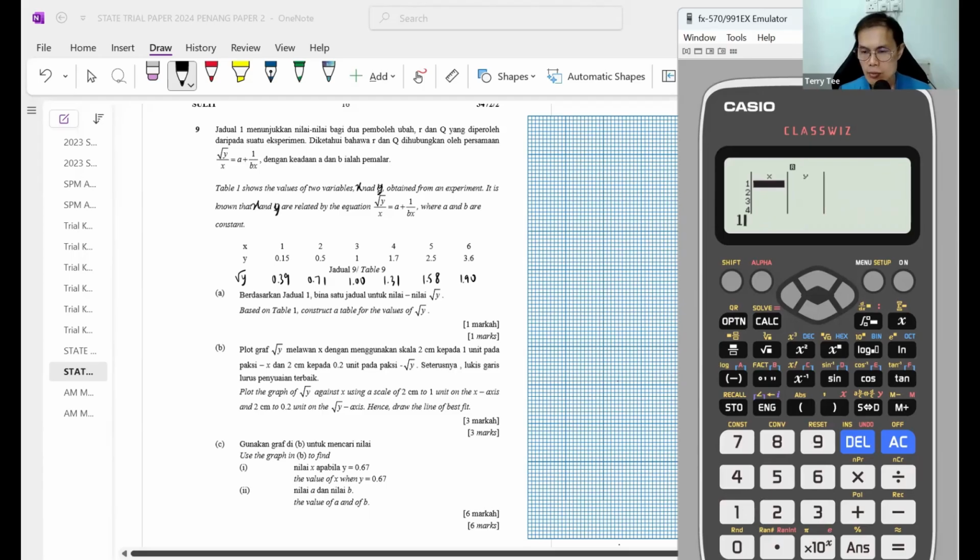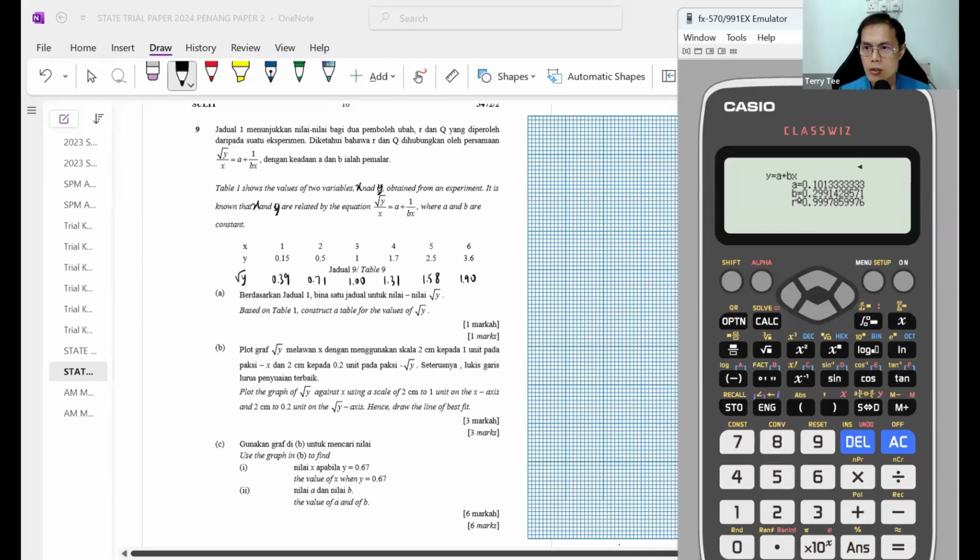Notice your x value starts from 1, then 2, 3, 4, 5, and 6. Okay, then you move on to your y values. My first y value is 0.39, second is 0.71, next is 1, followed by 1.31 and 1.58, and lastly 1.90. Okay, so I've got all these values keyed in. Go to AC, go to OPTN for option, go to number 3 for regression calculation.